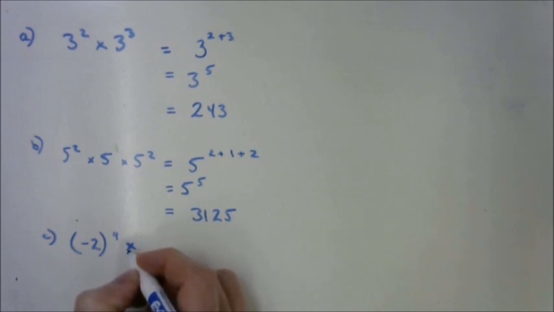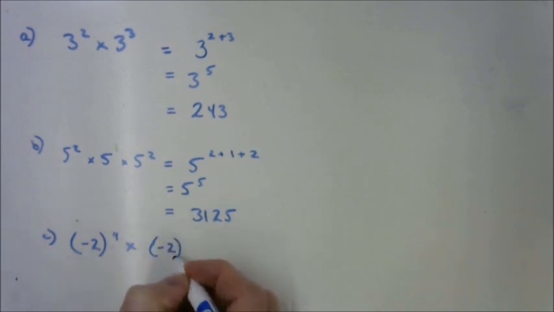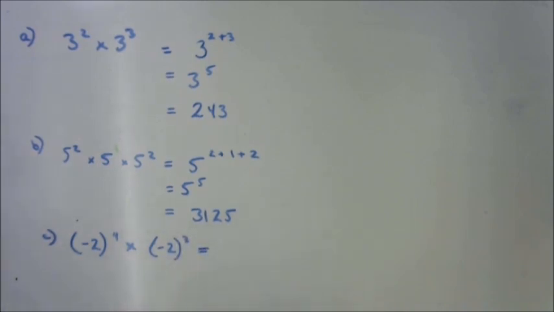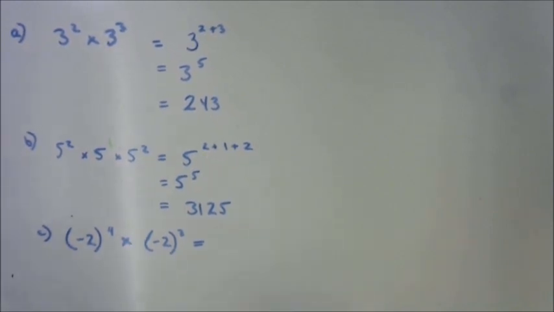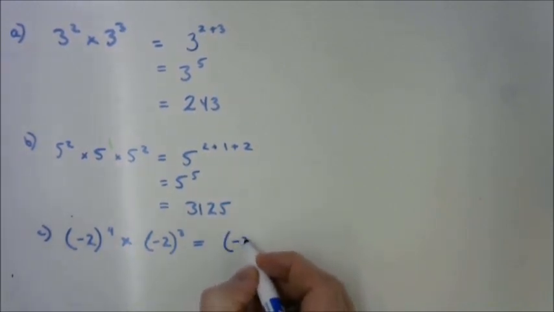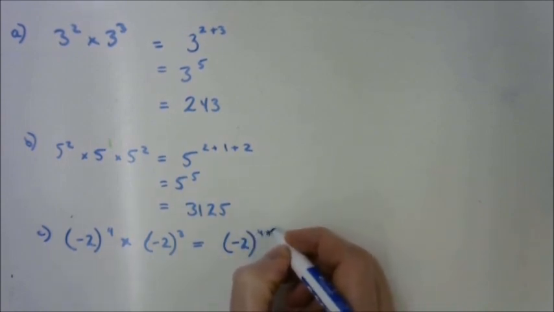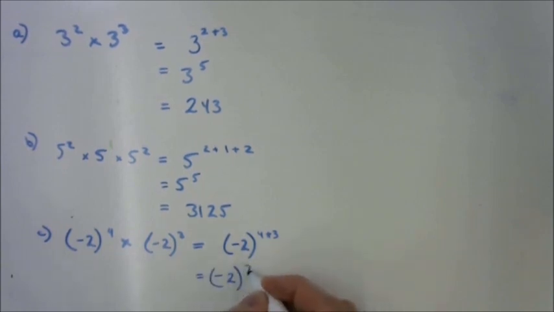C is getting us into using negative exponents. Negative base. Negative 2 to the power of 4 times negative 2 to the power of 3. And we're just going to apply our exact same rules. So this is where in math, there's no need to panic. Keep the base, negative 2, and add the exponents, 4 plus 3. So we've got negative 2 to the power of 7.